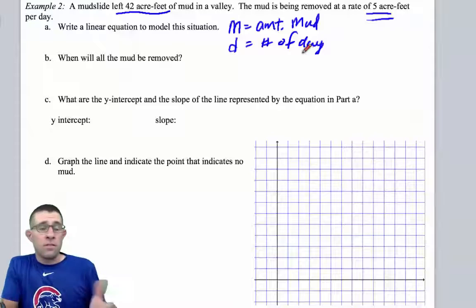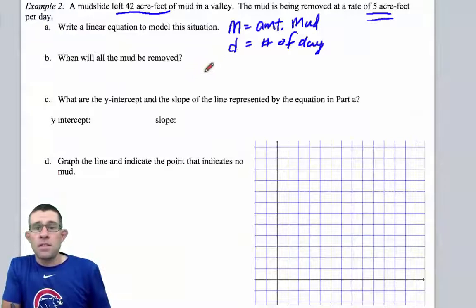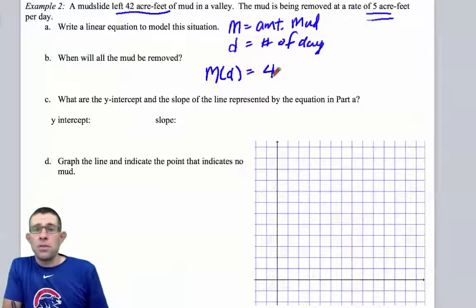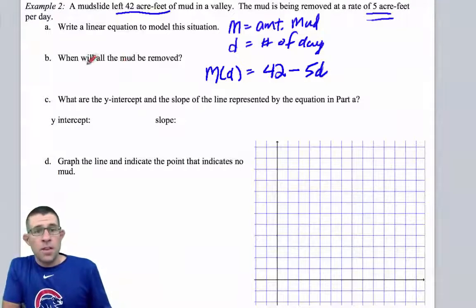So when we write our equation, we can write this in function notation that says m of d days is equal to the 42 that we start with, and now we're removing, so we're subtracting 5 acre-feet per day. In part B of this question, it asks, when will the mud be removed, completely gone?